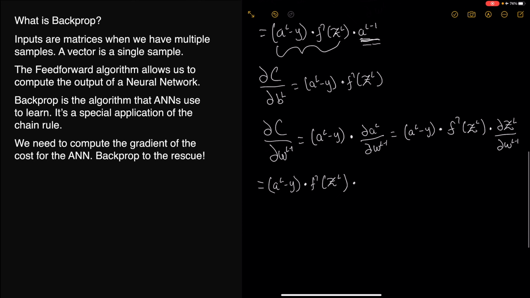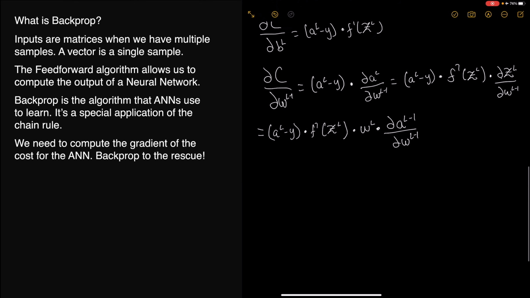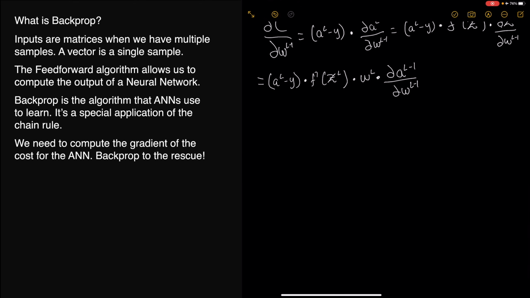Therefore, our partial derivative of Z to the L with respect to W to the L minus 1 is just WL, right? Times the derivative of A to the L minus 1 with respect to W to the L minus 1. I hope that that is clear. Let's go ahead and do it once more.